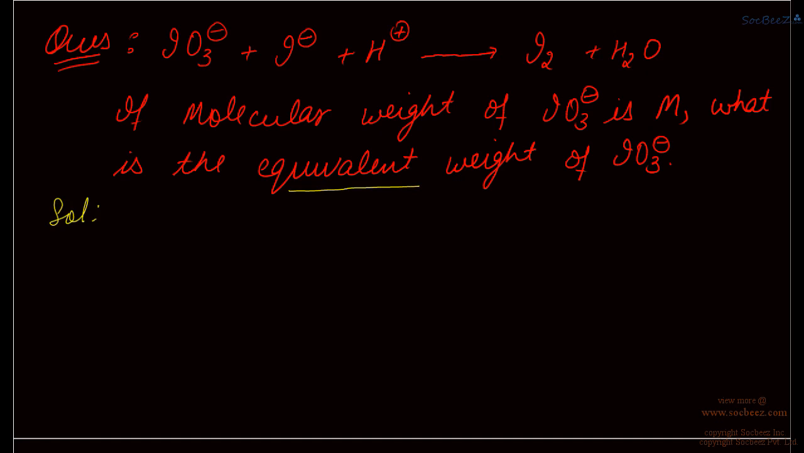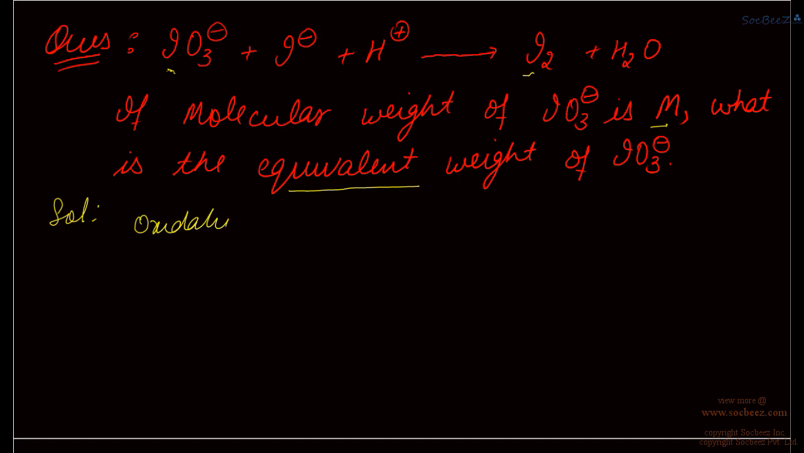So for this we know that the molecular weight of IO3 is M. If the molecular weight is M, we know that equivalent weight equals molecular weight by N factor. Therefore, in this question we have to find the N factor of IO3 negative. In this case it is the difference of the oxidation number of I in IO3 in the reactant and the product where it is getting formed.